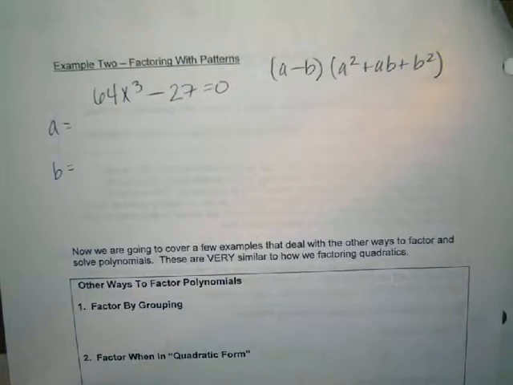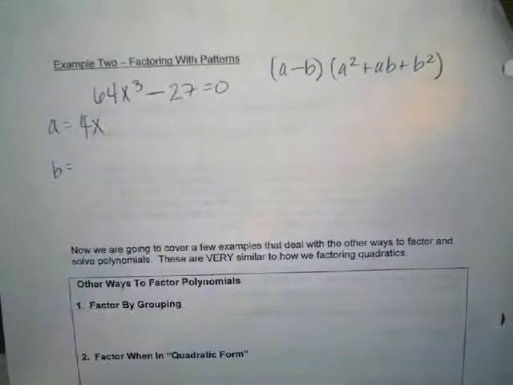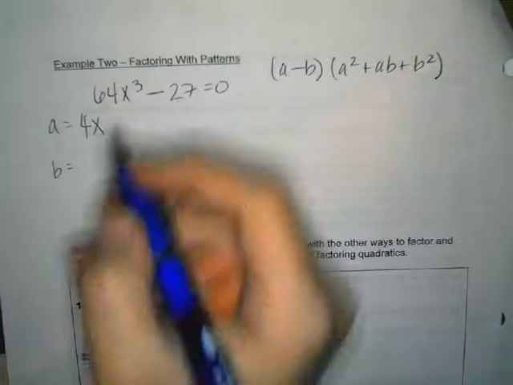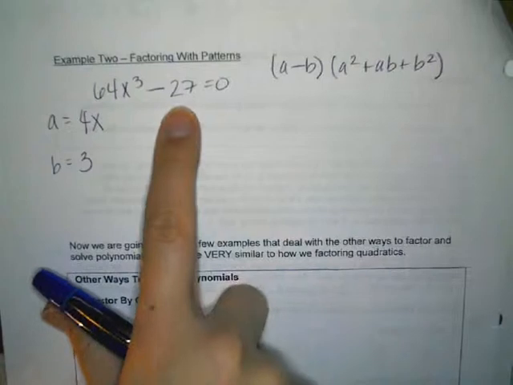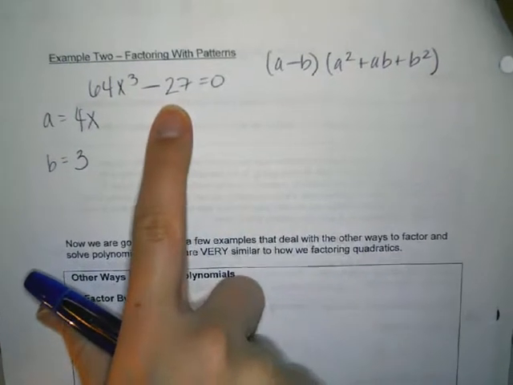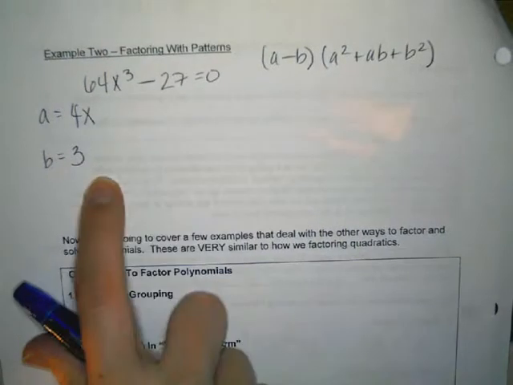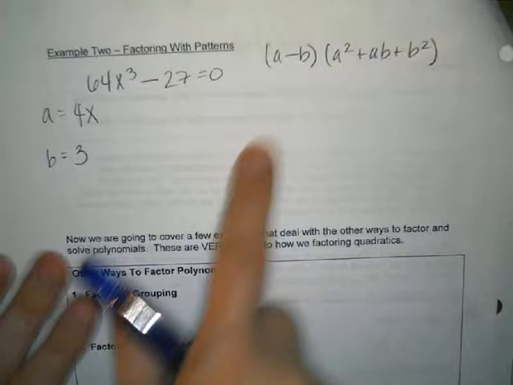Okay, so can somebody tell me what the cube root of 64x cubed is? 4x. Good. Cube root of 64 is 4. Cube root of x cubed is x. 4x. And what's the cube root of 27? 3. Now, don't look at that as like a negative 27 because the pattern takes care of the negatives and positives for you. So all you need is to look at the number and then find the cube root of that number. And here's your a and your b, so we're going to fit that into the pattern.